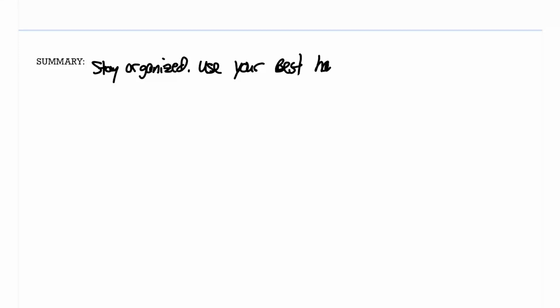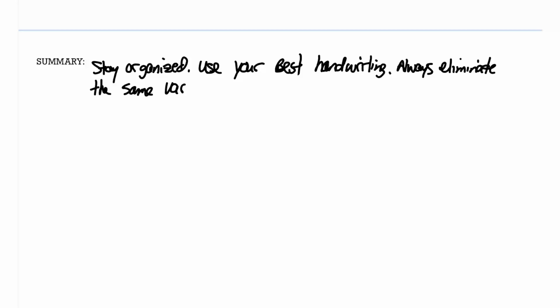So the summary for this one is stay organized, use your best handwriting so you can go back and read. And the final thing is always eliminate the same variable when creating equation 4 and 5.